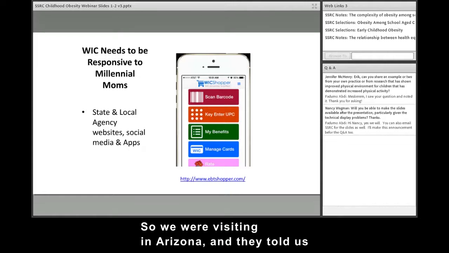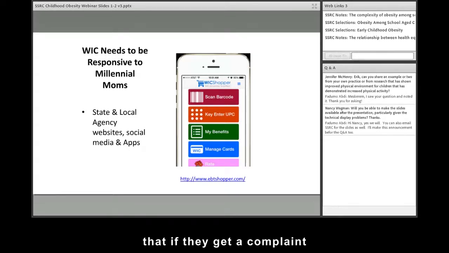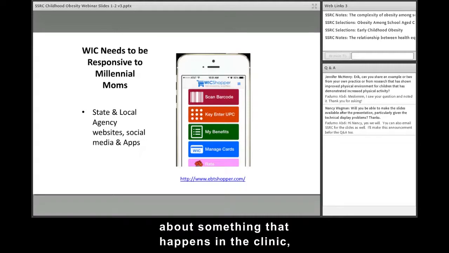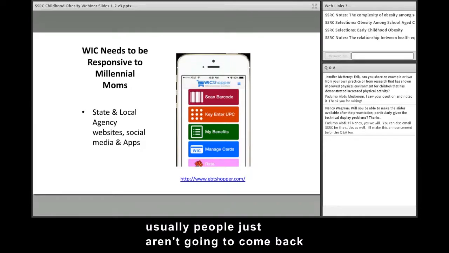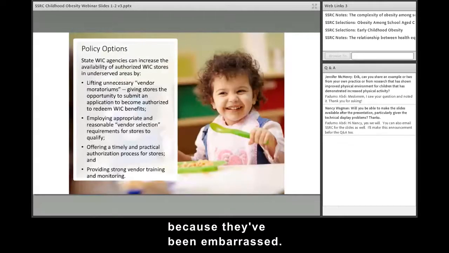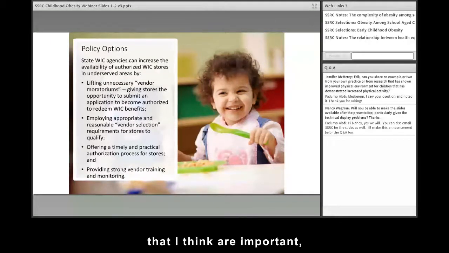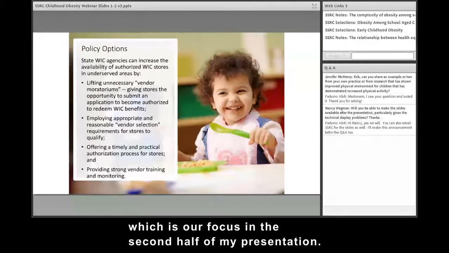So we were visiting in Arizona, and they told us that if they get a complaint about something that happens in the clinic, they can pretty much sort it out. But if something bad has happened in the store, usually people just aren't going to come back because they've been embarrassed. So just a few more things about the stores that I think are important, and these are, again, state policies, which is our focus in the second half of my presentation.